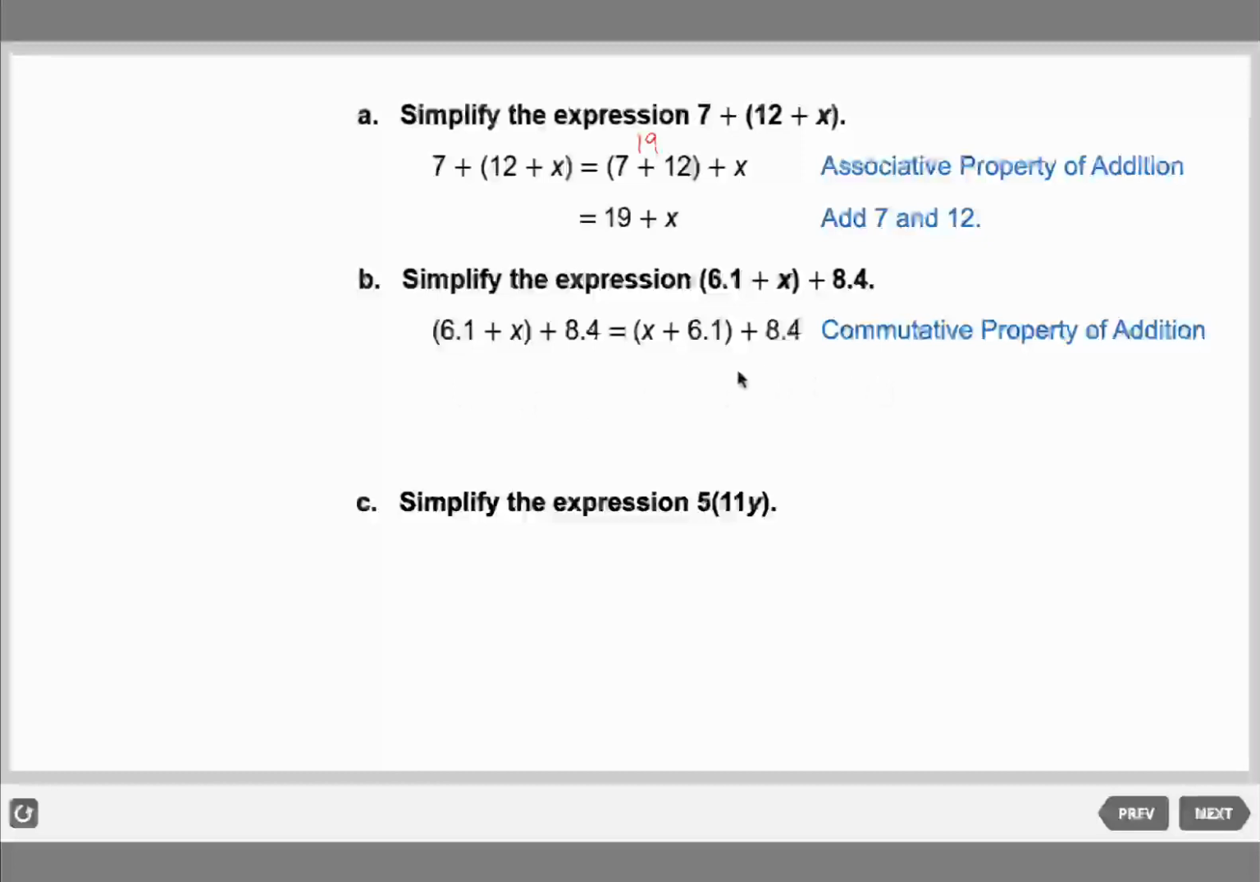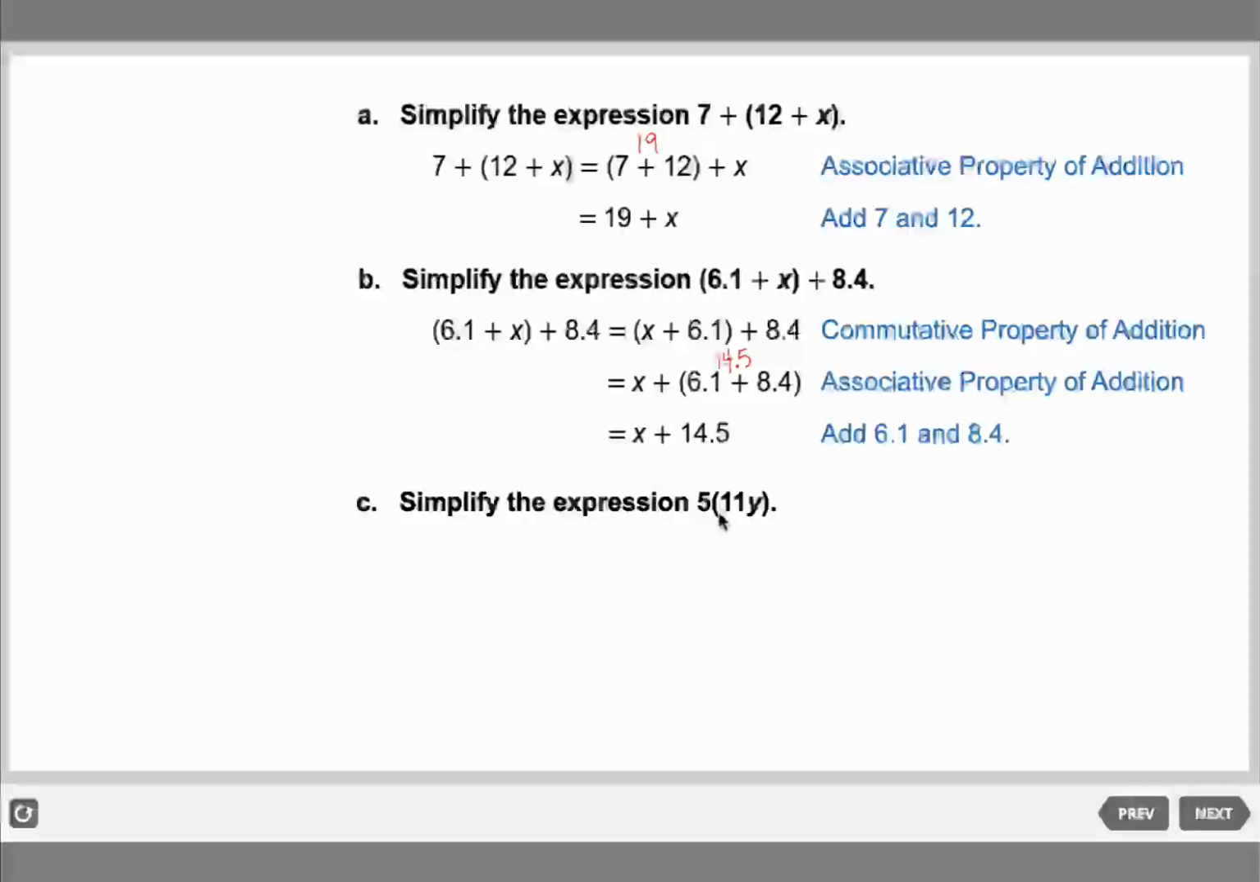Okay, in the solution here, we changed the order of x and 6.1. We get x first, then 6.1. Now we will use associative property to add 6.1 and 8.4. And just add them, it will be x plus 14.5.